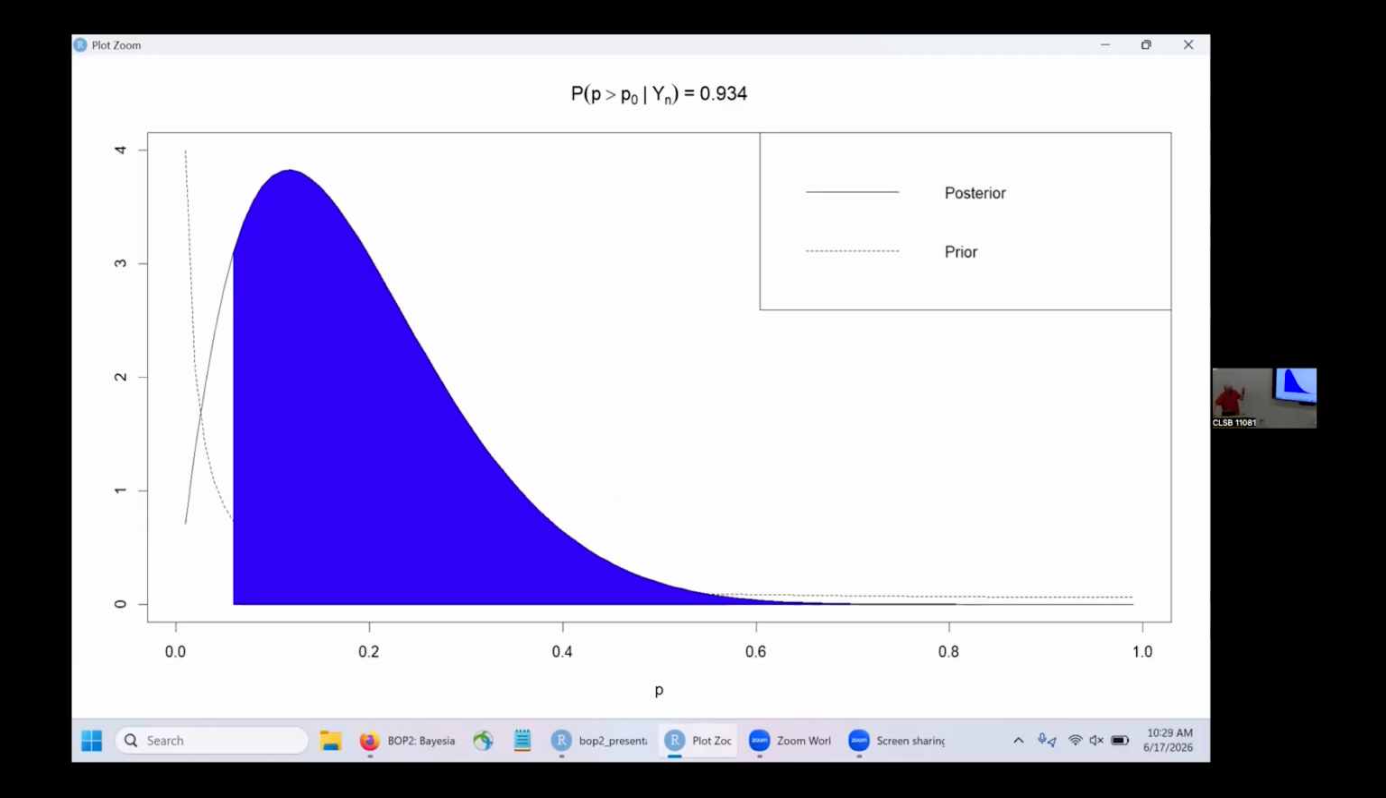So if you look at the top of the image, we have this probability. The probability that our P, the probability of a response, is greater than our null value, conditional on the data, is equal to 0.934. So it seems like based on our data, there's a very high probability that the probability of response is larger than our null. Are there any questions about that?